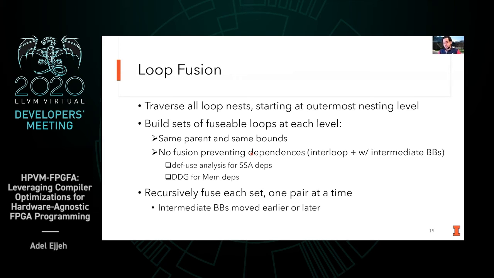Note that to check the legality with respect to the fusion-preventing memory dependencies, the function is first cloned before every fusion, and then fusion is attempted. After fusion happens, the data dependence graph is checked to see if illegal dependencies occurred. If they did, then we use the clone that we took to revert to the unfused version of the function, thus undoing the fusion.